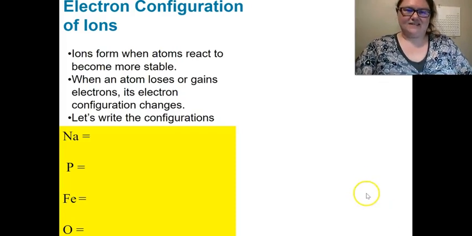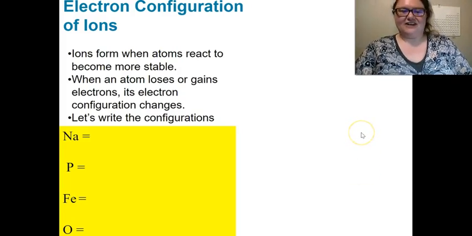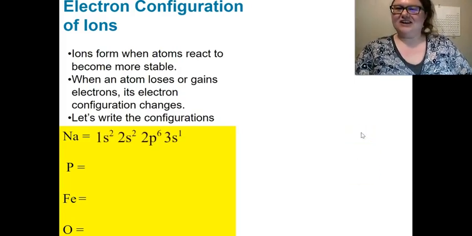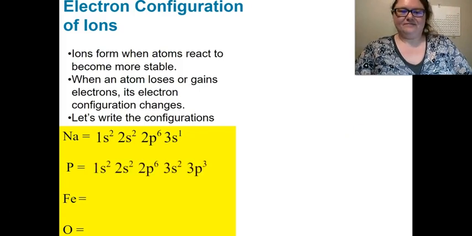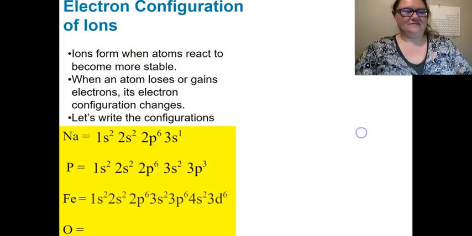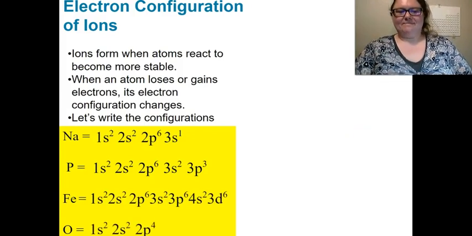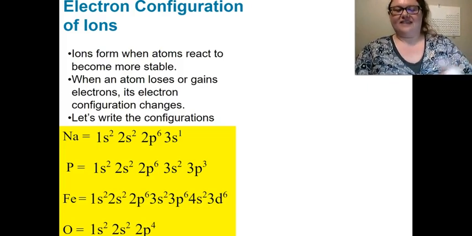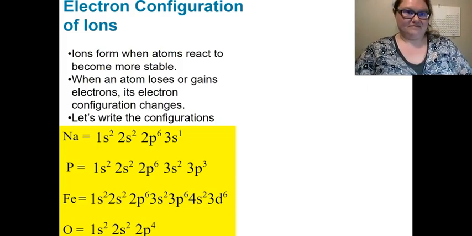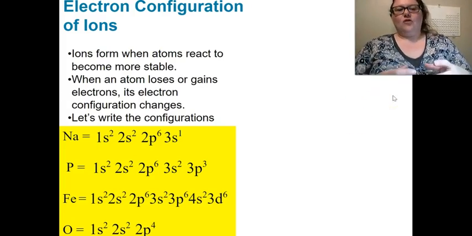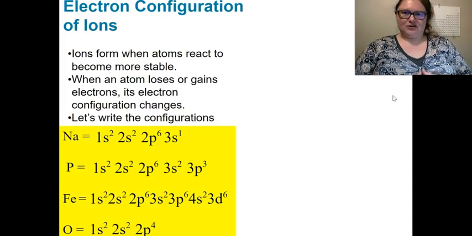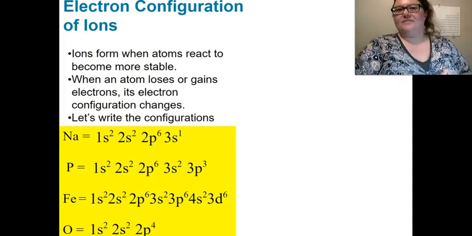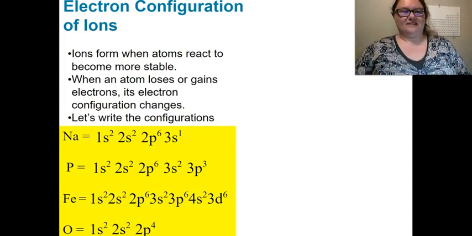All right, so you've taken some time and written out the configurations for these elements. Let's see what you got. So here's sodium, phosphorus, we did that one earlier, iron, and oxygen. Okay, make sure that you've added up all those superscripts so that they equal the atomic number for that element, right? That's your check. Okay, so we have to talk about ions again. Refresh your memory. Why does an ion form? Again, I'm going back to the word stability.